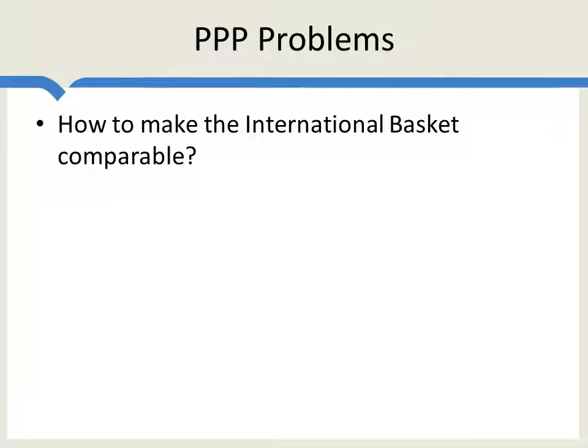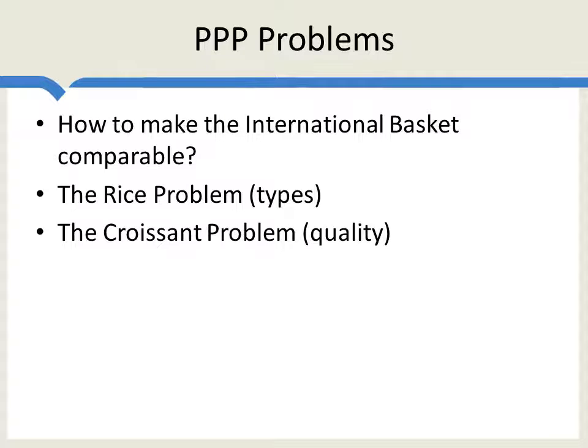So how are we going to make this international basket comparable? We have a number of problems. First, I'll call the rice problem. Well, rice seems like something we ought to be very easily able to compare across countries, but yet when you look in more detail, you say, well, are you comparing long grain rice or short grain rice? Brown rice or white rice? Uncle Ben's or Kismet rice? So all kinds of different types of rice, and we need to try as best as we can to make account of those differences.